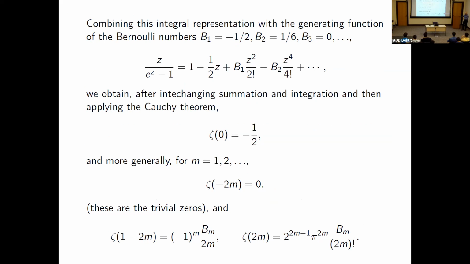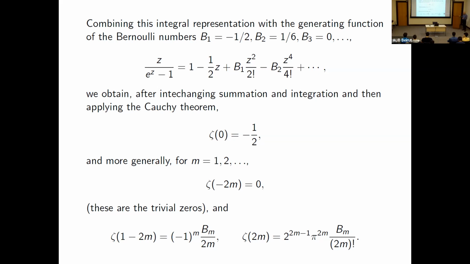So these values are what we call the trivial zeros of zeta, the only real zeros of zeta on the real line. So we have a proof of this by using the Bernoulli generating function together with that integral representation. Another proof, at least.